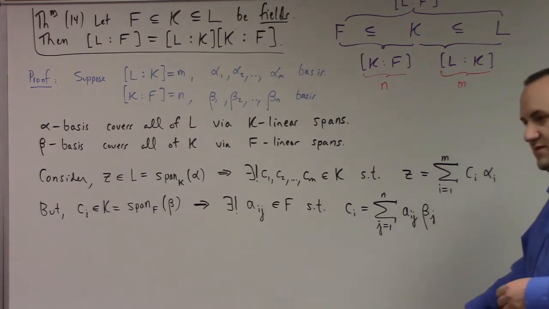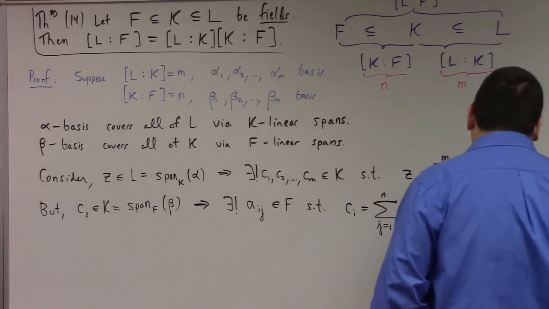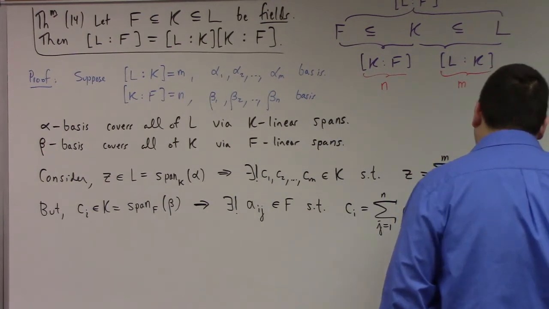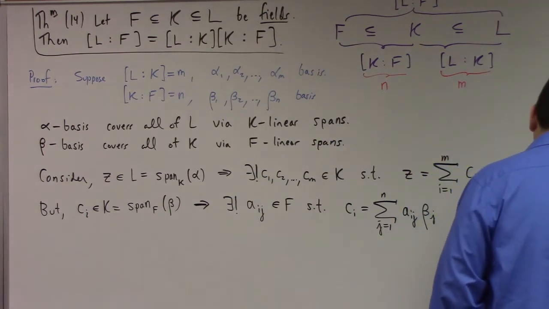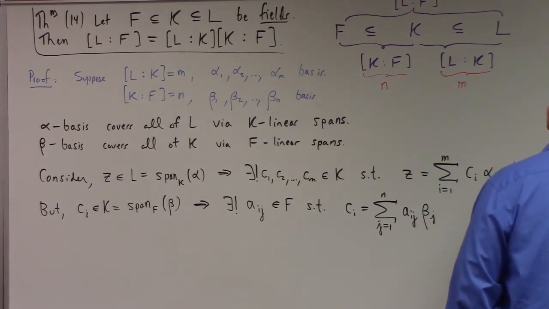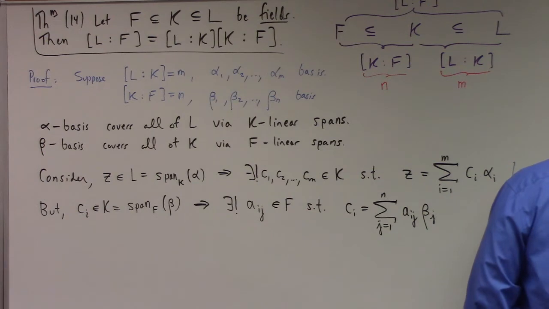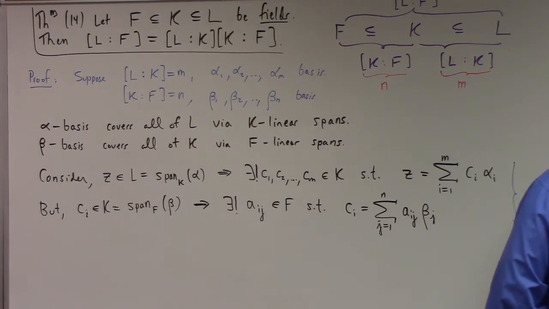Now, you put these two things together, what do you got? You've got that Z is what? It's the sum, I equals 1 to m, of the sum, j equals 1 to n, of A I j, beta j, alpha I.